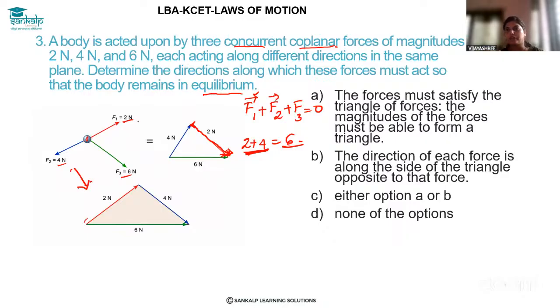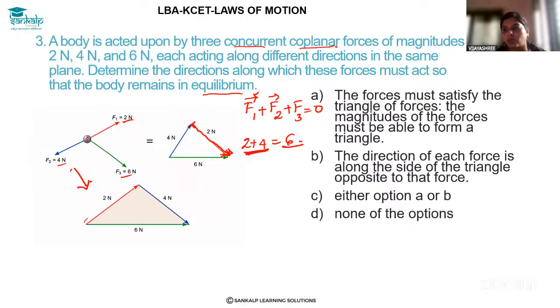So what can we conclude? Therefore, the magnitudes of forces must be able to form a triangle. The direction of each force is along the side opposite to that force in the force triangle. So here you can see clearly. Okay, so let us analyze the options.